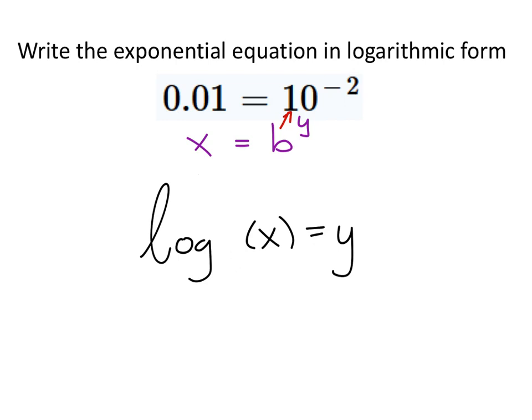So our base in this one, right there, is 10, so I'll replace that with 10. The exponent is -2. That's the y value, so we'll replace that -2. And then the x value here is 0.01. There we go. We'll change that to 0.01. Now, I don't think they're trying to get to this yet, but that's a common log, which we'll talk about later.